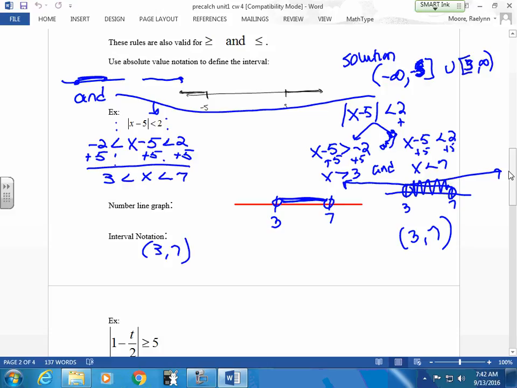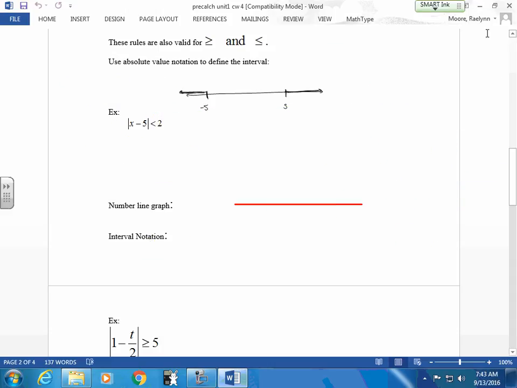Once you get used to doing interval notation, you'll never want to do set notation. It's so much easier. Okay. Questions? Good. Stop me if you have any questions.